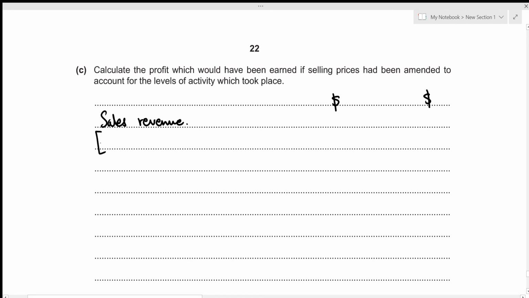For small units, the total units sold was 4,600 and the selling price per unit is 22.26. Plus, for the large units, the total units sold is 800 and the selling price per unit is 61.20. Okay, so the sales revenue is just going to be 4,600 times 22.26 plus 800 times 61.20, which results in 151,356.